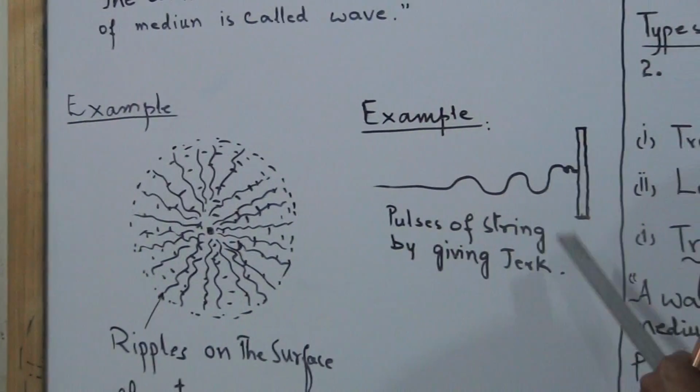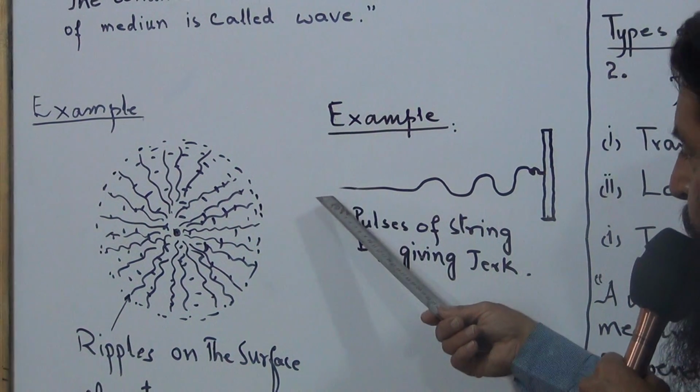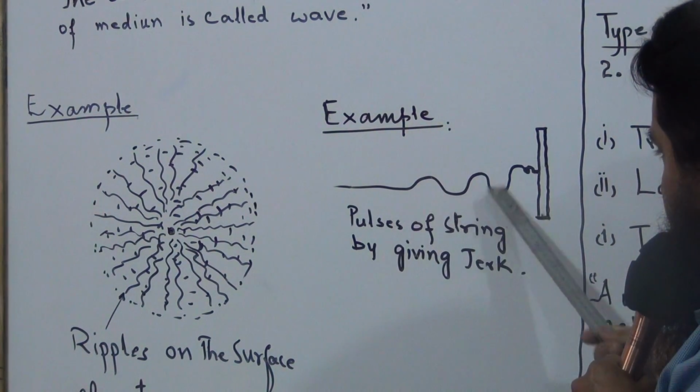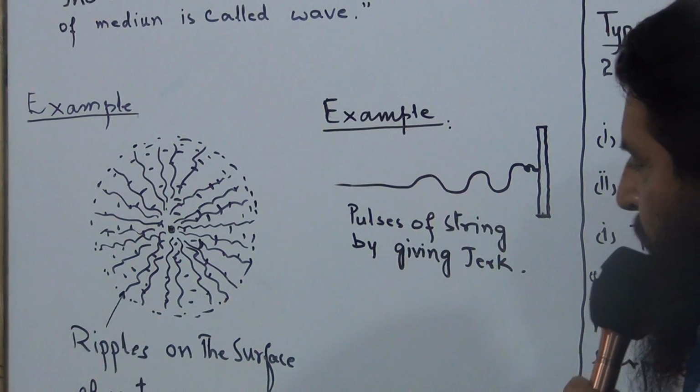Another example: this is a rope string. When you pull the string and jerk it, these pulses are formed in the string. So these are called waves.